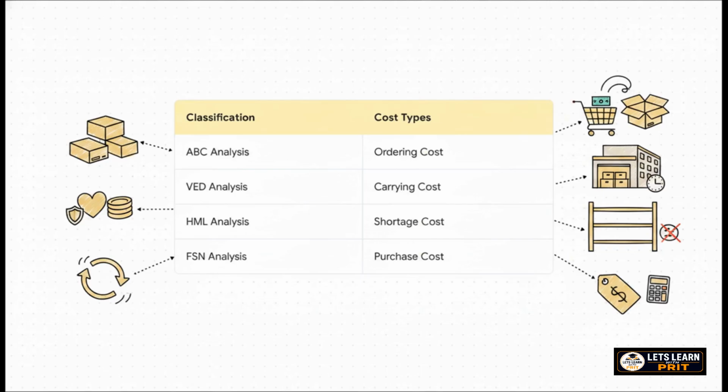ABC analysis categorizes by value, VED by how critical it is, HML by unit price, and FSN by consumption rate. Then tie these to inventory costs. You've got ordering cost, the cost to actually place an order, carrying cost, the cost to store it, shortage cost when you run out, and purchase cost, the actual item price. Link the classifications to these costs, use a simple warehouse example, and you've got a perfect 10.